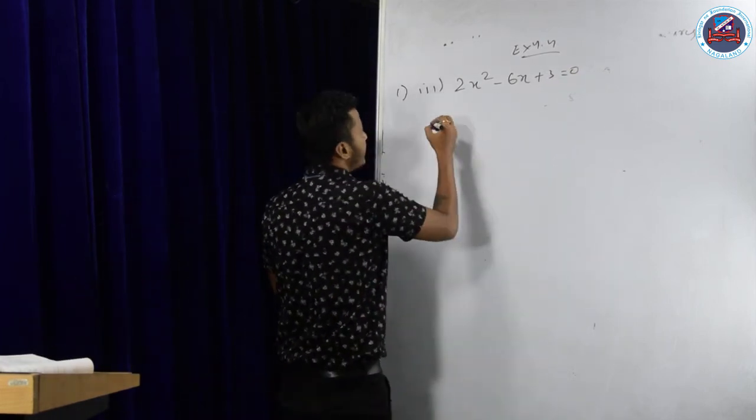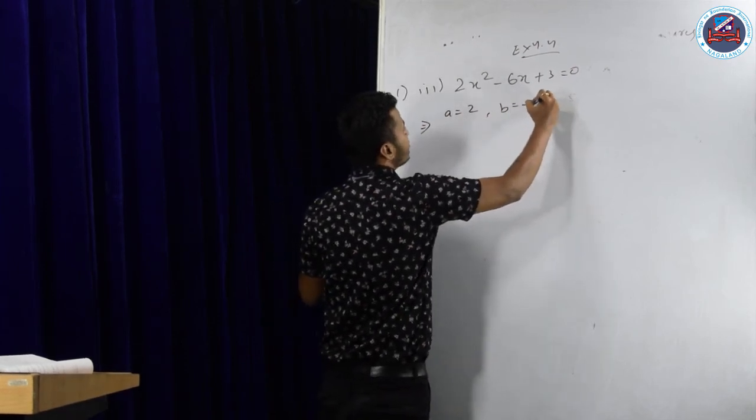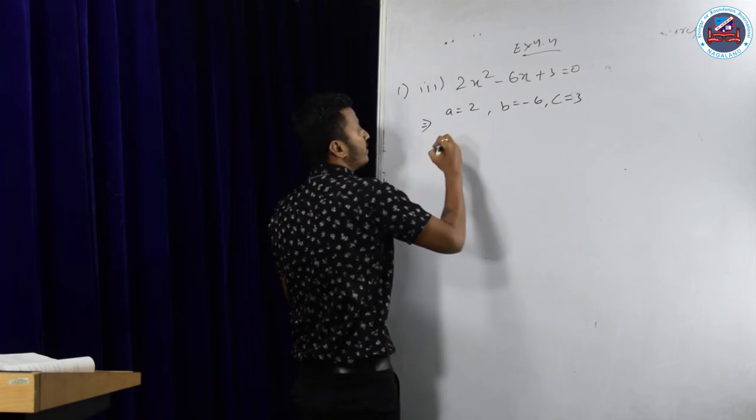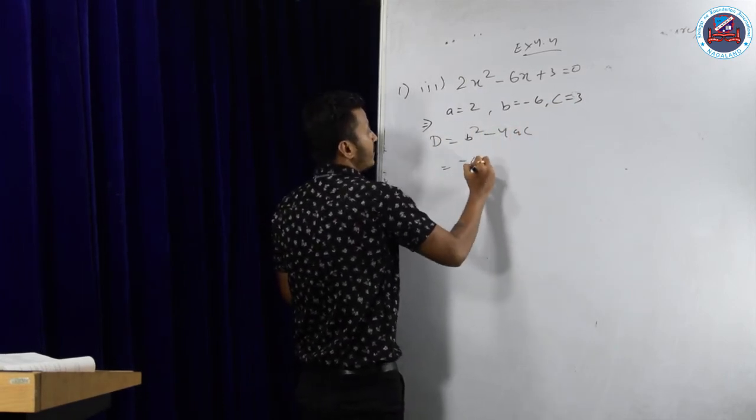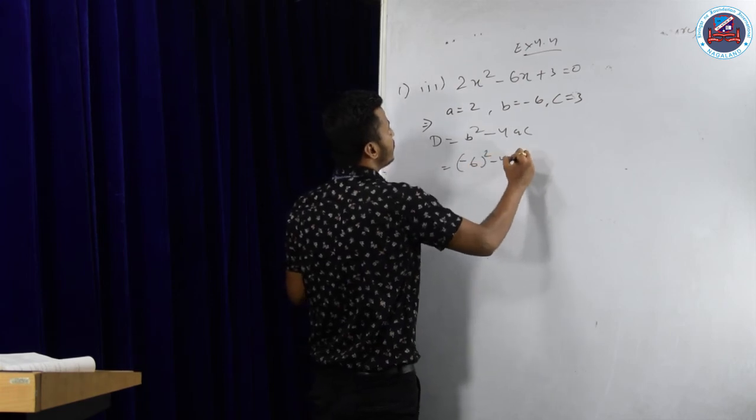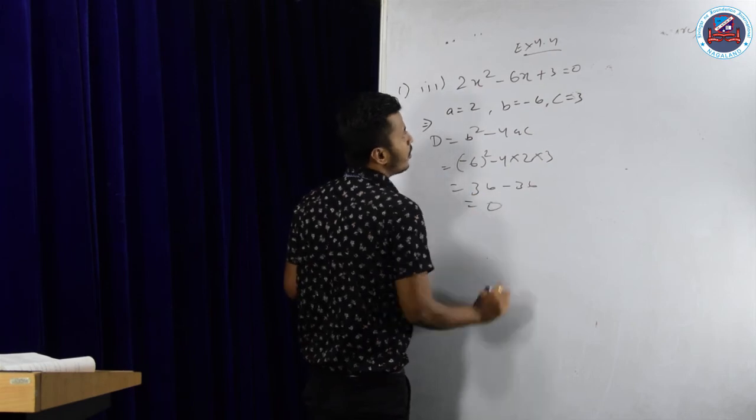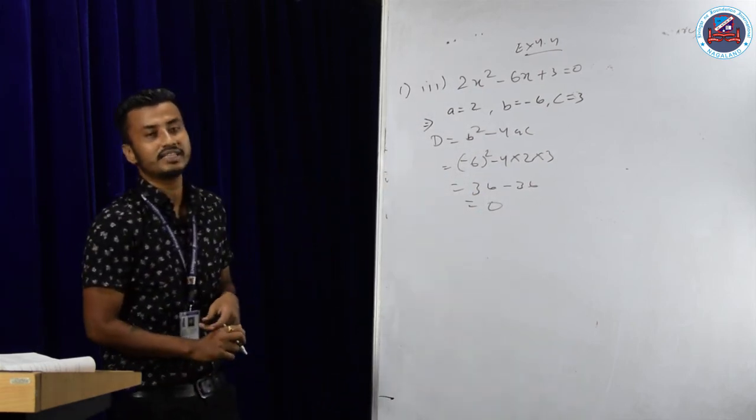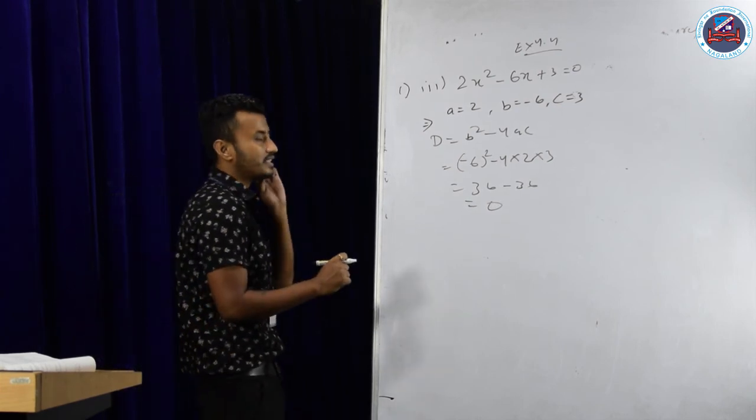First find out the discriminant. A value is 2 here, B value is minus 6 here and C value is 3 here. So discriminant is B square minus 4AC. Minus 6 whole square minus 4 into 2 into 3. Answer will be 36 minus 36. Answer is 0. That means there will be 2 real roots existing here. Okay guys? There will be 2 real roots existing here.